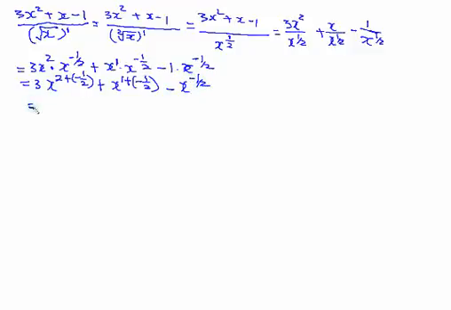Okay, simplify this further. It becomes 3x. Positive times negative becomes negative. So 2 minus half. We end up with 1.5 or 3 over 2. Then plus x. 1 plus minus becomes minus. 1 minus half. You got a half. Okay. Now let's differentiate this. Let's say this is equal to y.